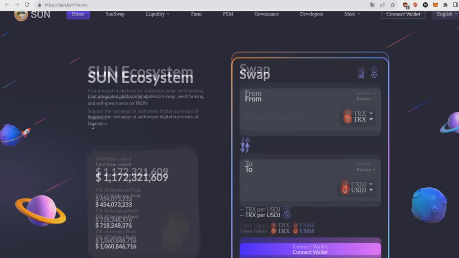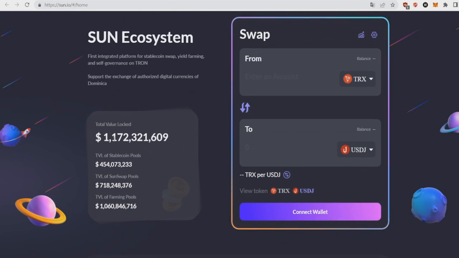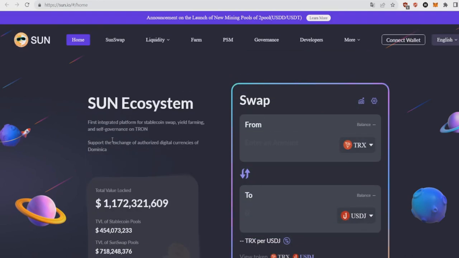So if we take a look at the coin, what is it? Sun, basically the ecosystem, is a first integrated platform for stablecoin swaps, yield farming, and self-governance on Tron. And Tron is literally growing every single day. It stands better than Bitcoin and Ethereum since the last bull market, guys. So the price has dropped less. Like, the usage of Tron is insane, guys. Also, we got a 50 mil market cap coin, but look at the statistics. Total value locked 1.1 billion, guys. So billion, this is insane.